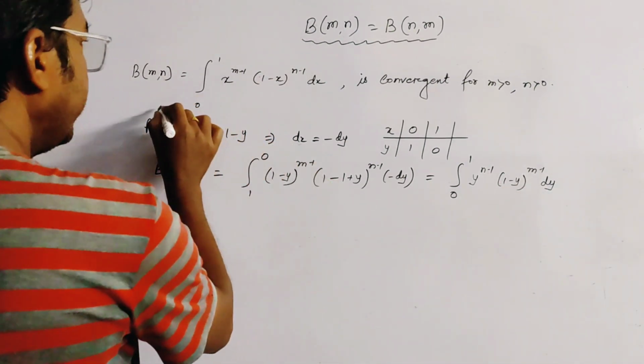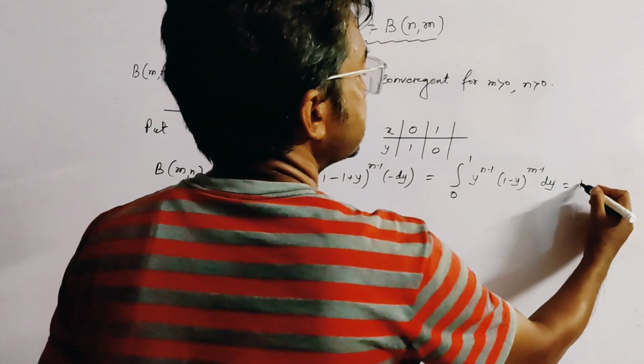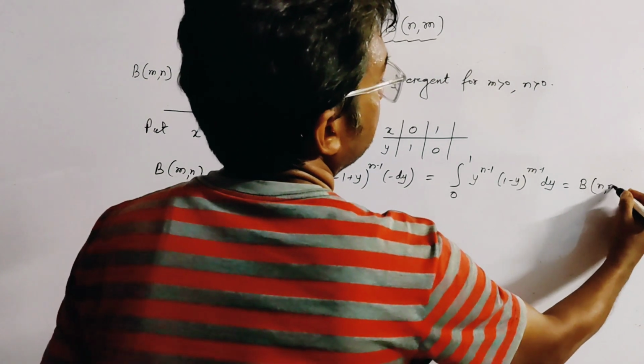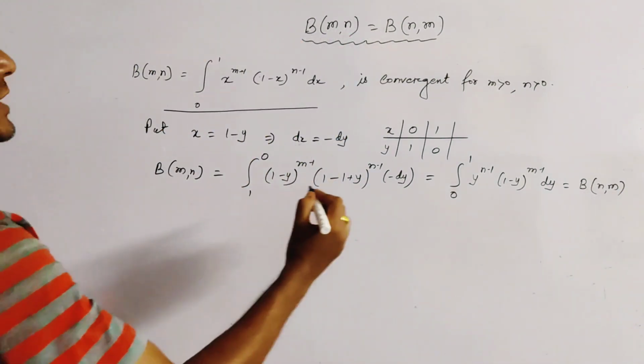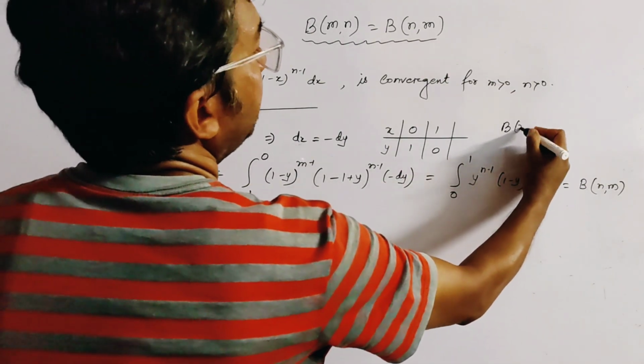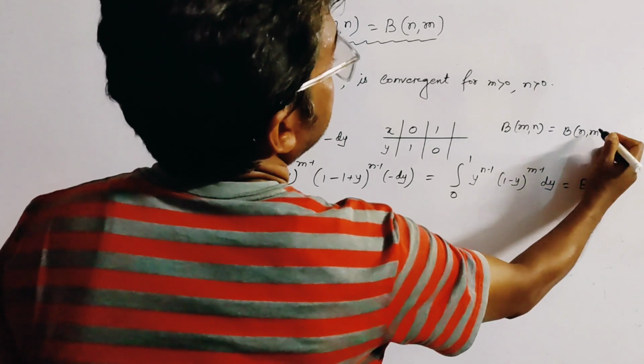And clearly from the definition of the beta function, we can write this as beta(n,m). So we proved the result that beta(m,n) is equal to beta(n,m).